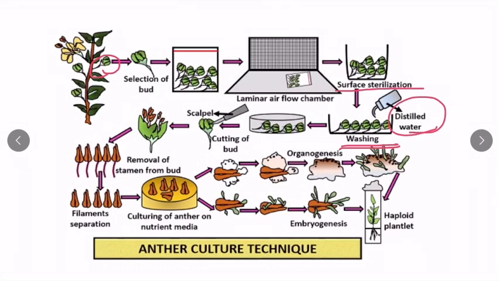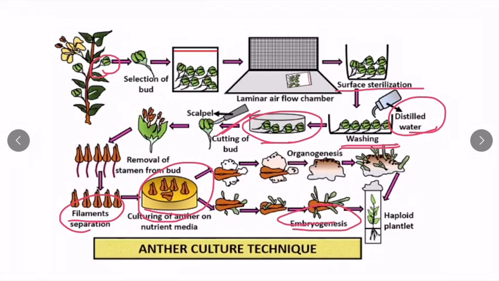Later on, they are transferred into plates or a petri dish and cut with a scalpel. After that, the stamens are removed from the bud, and we separate the filaments. These filaments, which contain the anthers, are placed into the nutrient medium. Then, according to the growth hormones provided, they undergo either embryogenesis or organogenesis.